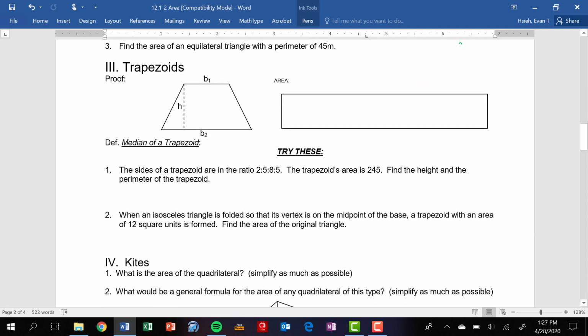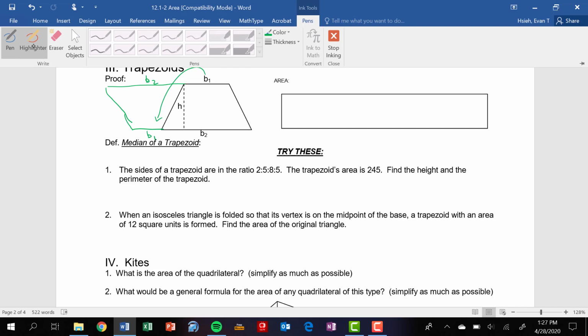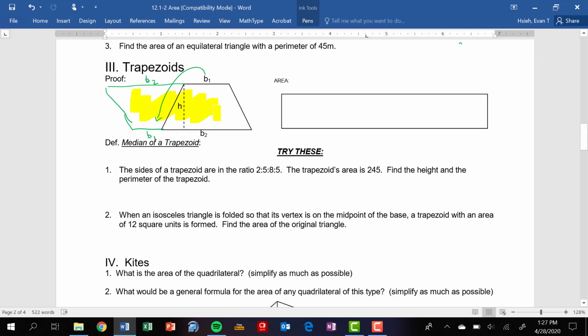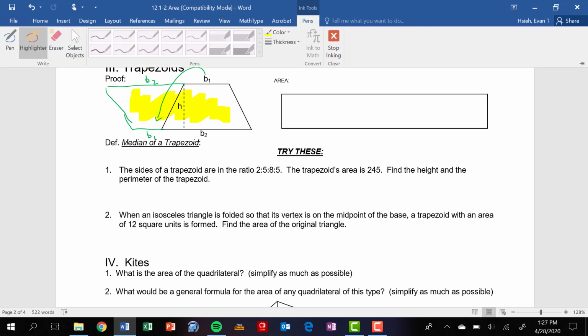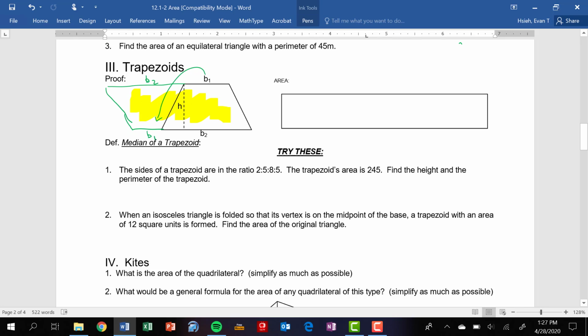For a trapezoid, what I can do here is take one of these trapezoids from here, flip it over, and attach it over like this. So this base 1 is going to end up down here, base 1. This will be base 2 here. And the shape you're going to end up with is just the shape of a parallelogram. I didn't do a good job of drawing that there.